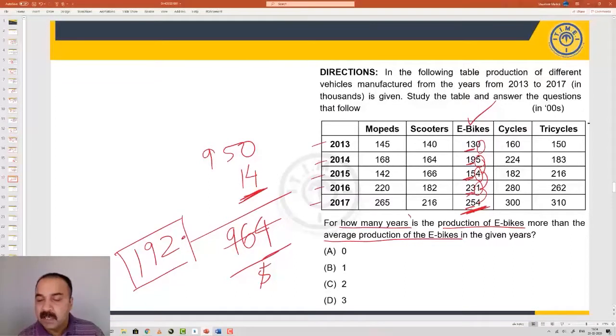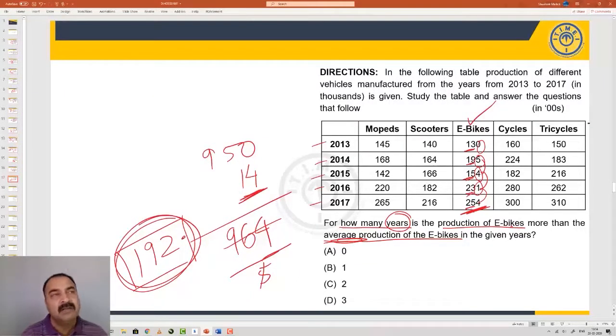Now the question is, in how many years is the production more than the average? The average is 192 point something, so all the values which are 193 and beyond will be accepted. 195, 231, 254. These are all more than 192. So out of the 5 years, there are 3 years where the production of e-bikes is more than the average production of e-bikes in that duration.